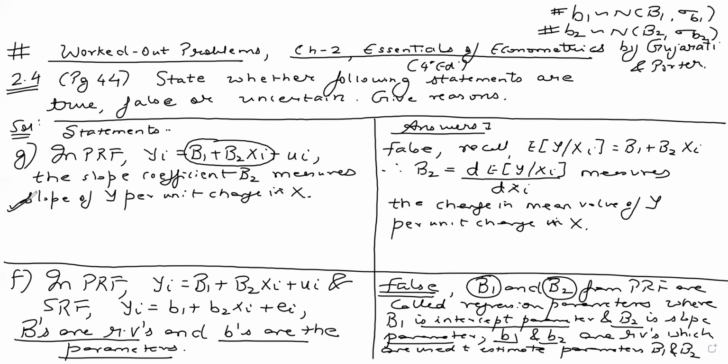So the statement G which is given to us is a false statement, because the slope coefficient B2 does not measure the slope of y per unit change in x. It measures the change in the mean value of y, or I can say it measures the change in the conditional mean value of y per unit change in x. Okay, so this is my correct answer for G. Let's look at option number H.